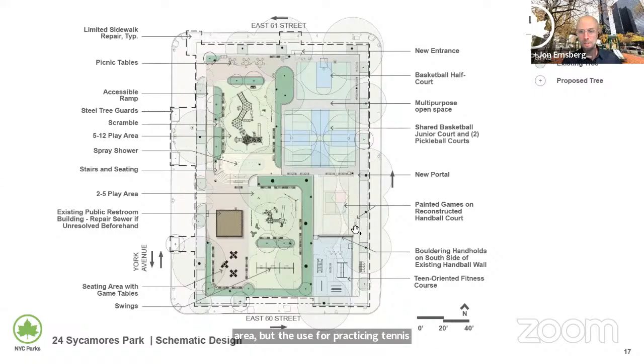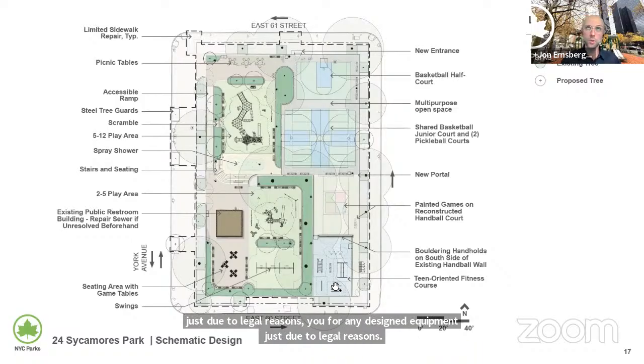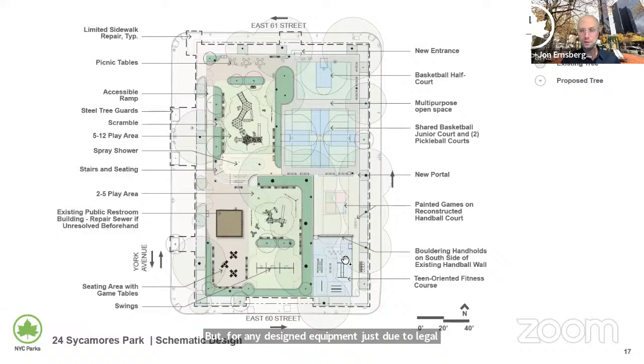The wall remains. And then the final area to cover is this area, which had been shown as adult fitness. The equipment that is now shown here is still in the fitness category, but it's more teen oriented. This is still for 13 plus, right? So there's always a legal intended use for any designed equipment, just due to legal reasons. But this equipment, which I'll show some images of, is perhaps more dynamic and forms a kind of challenge course.